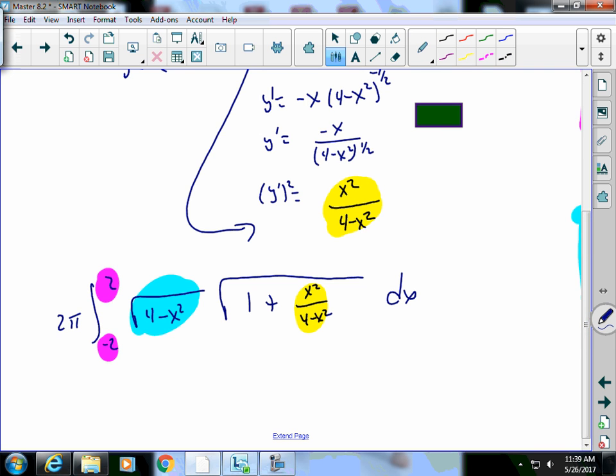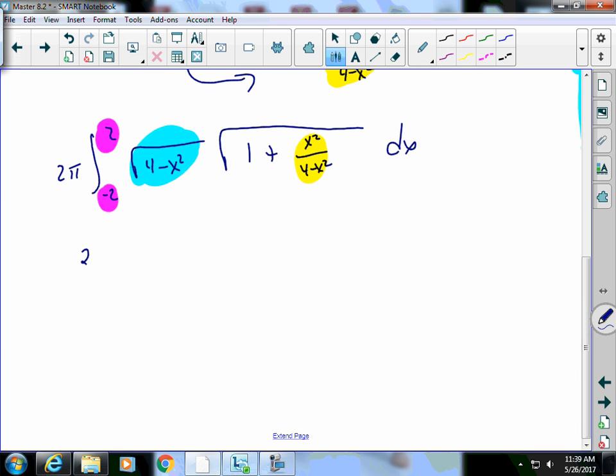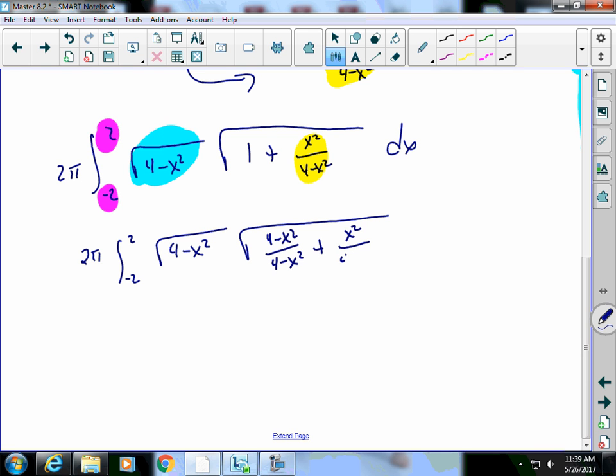So I'm going to clean things up because we don't want to do it this way. So I have 2 pi, integrate from negative 2 to 2. This on the outside is going to be left alone. I can write this all as one fraction. So instead of writing it as a 1, I can write it as 4 minus x squared over 4 minus x squared. And to that I'm adding x squared over 4 minus x squared. Now I can combine them.